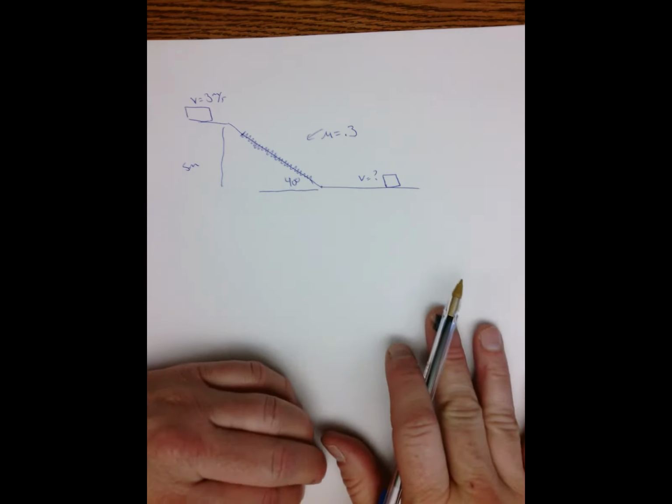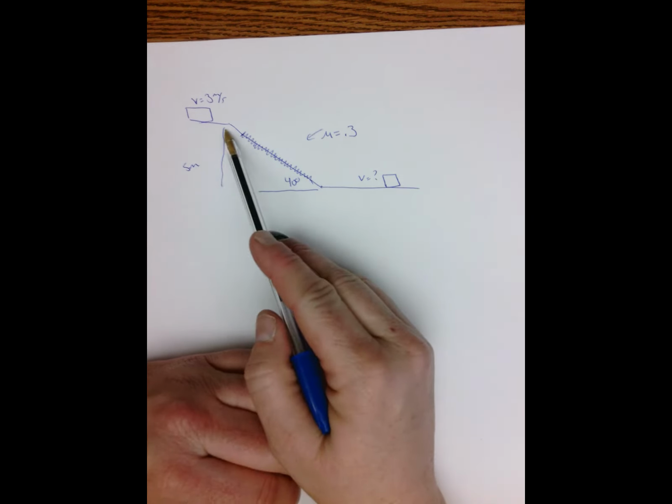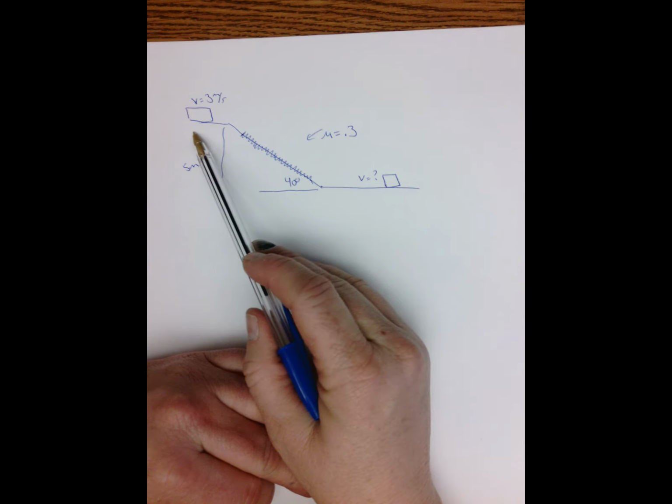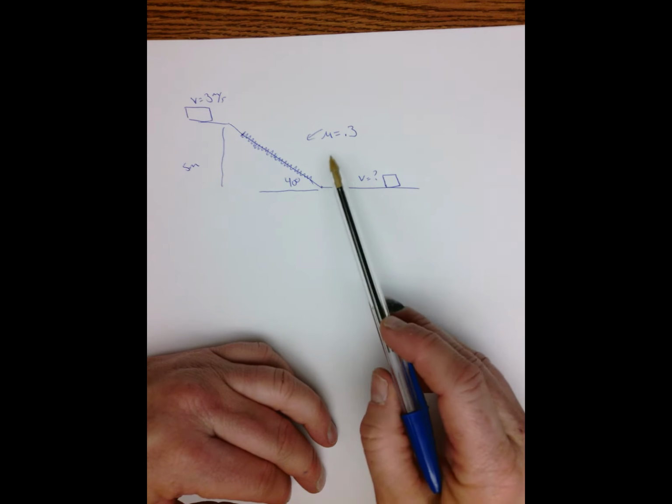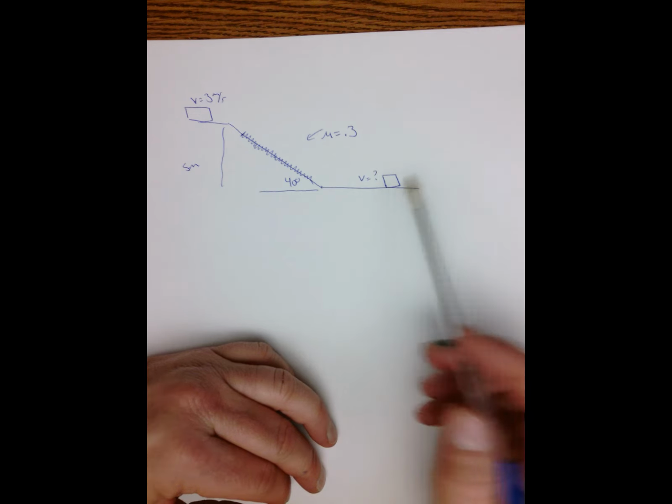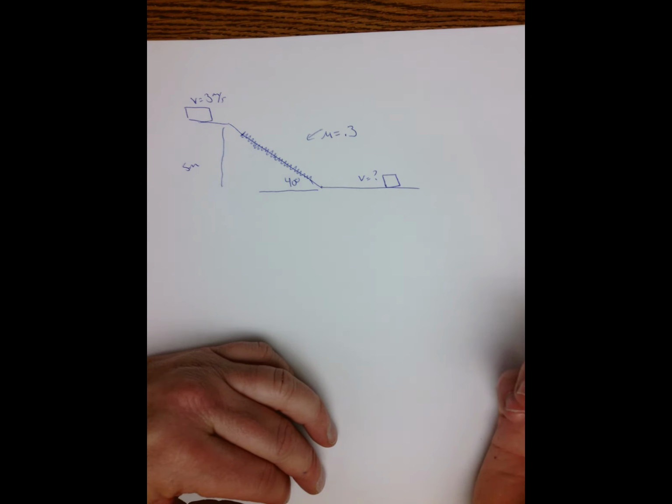All right, how about this scenario? If you've got a 5-meter tall hill, with a block on top of it going 3 meters per second, that slides down this ramp at a 40-degree angle, and the coefficient of friction is 0.3. We want to know when it gets to the bottom of the hill, how fast is it going?